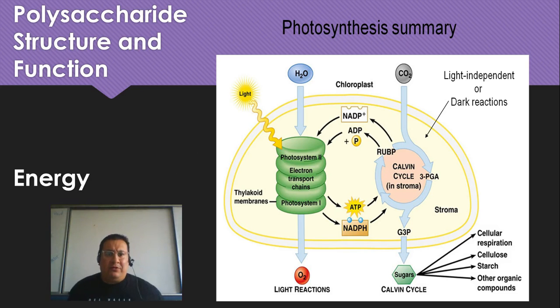So let's go over the ones for energy. You know that glucose is made in plants. Plants are autotrophs. They're photosynthetic. I'll give you a rundown of what happens in the photosynthetic process. You have light, water, and carbon dioxide. The plant takes all that into the chloroplast, right? In the chloroplast, you have two types of reactions going on. You have light independent reactions, which are the dark reactions, and the light dependent reactions, which are these over here. The light reactions produce oxygen, but then the light independent or dark reactions produce sugars. These sugars are used in cellular respiration to make cellulose, starch, and other organic compounds.